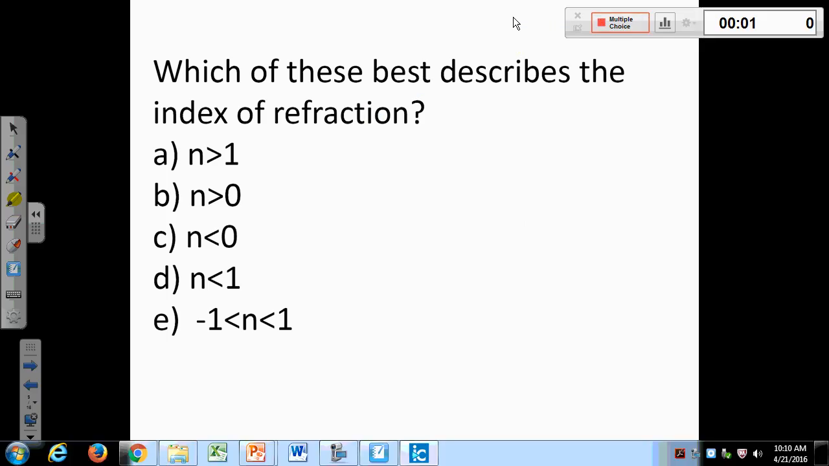Which of these best describes the value of the index of refraction? N bigger than 1, n bigger than 0, less than 0, less than 1, or somewhere between negative 1 and 1.